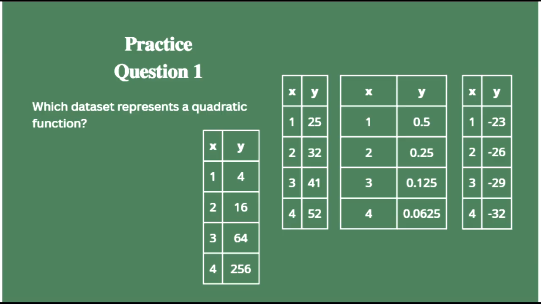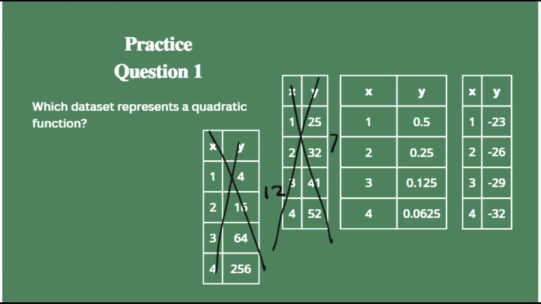Okay, a quadratic function means that the first differences are all the same. So 16 minus 4 is 12. 64 minus 16 is a lot more than 12, so it's not this one. 32 minus 25 is 7. And 41 minus 32 is 9. Let me double check. 41 minus 32 is 9, so it's not this one.